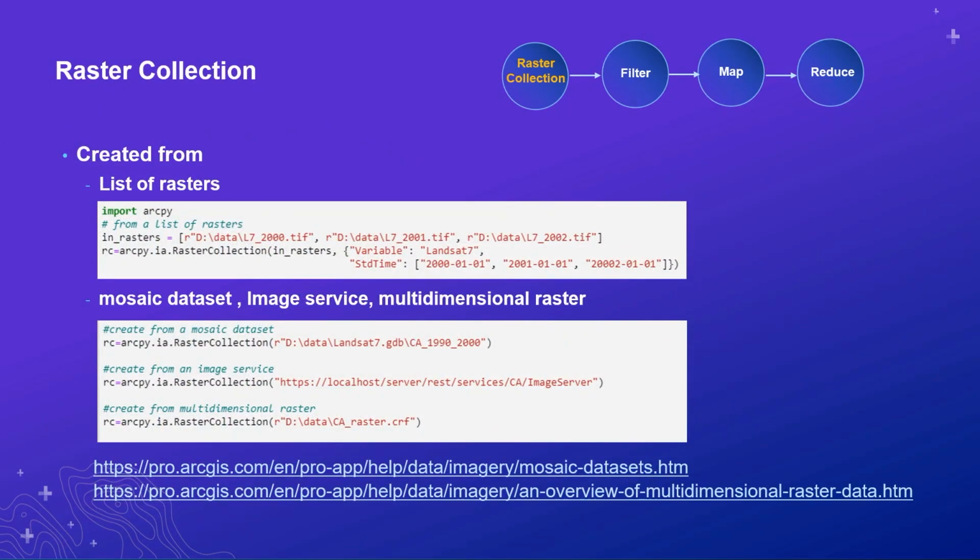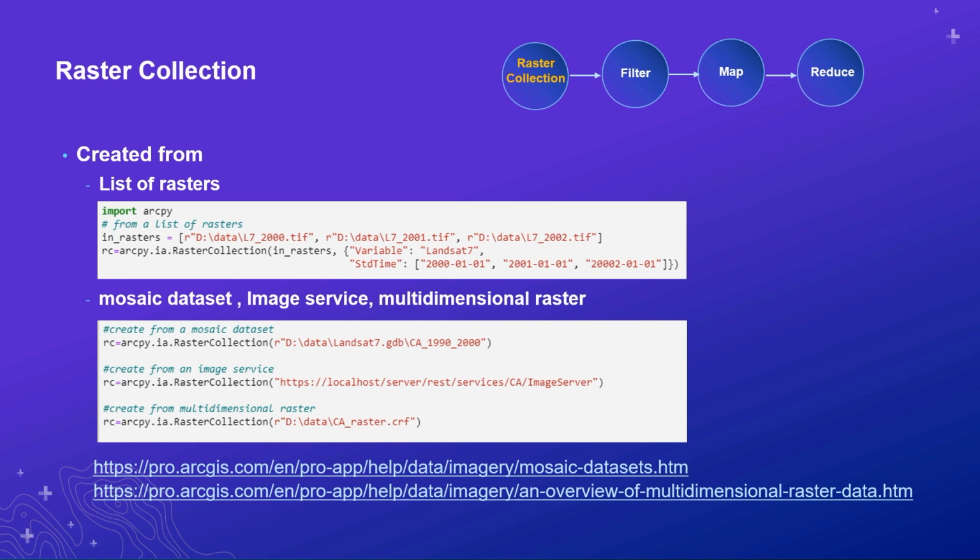There are many ways to create this raster collection. The first, very straightforward way is to just create it from files. You define a list of file names and the associated attributes of the files and create a raster collection. This is useful if you don't want to spend time learning the data model, mosaic dataset, or image service. You can create it on your own directly from the files.